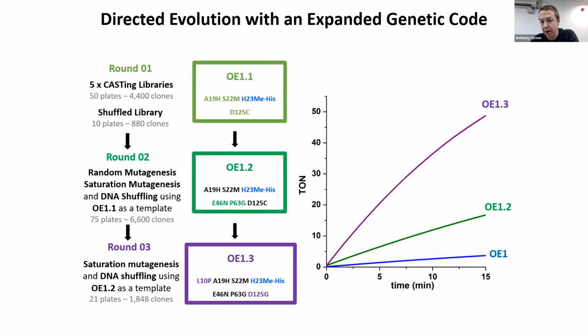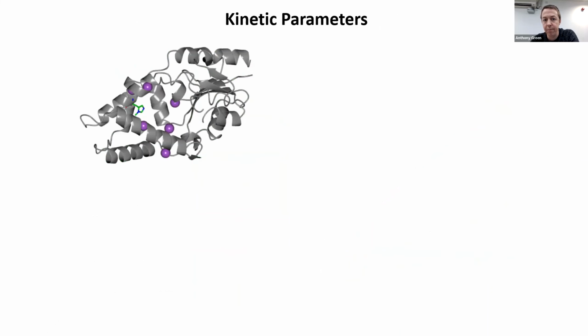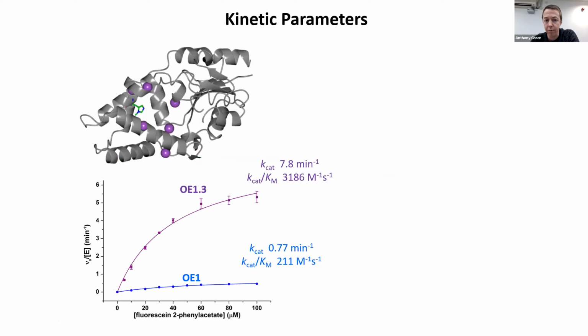And now you can start to see appreciable levels of catalytic turnover. We have all the kinetic characterization, where you can see we've got a 15-fold increase in catalytic efficiency. This is dominated by an increase in the kcat term, which is typically the more difficult parameter to engineer into proteins. And as I say, this for us was really a proof of concept.